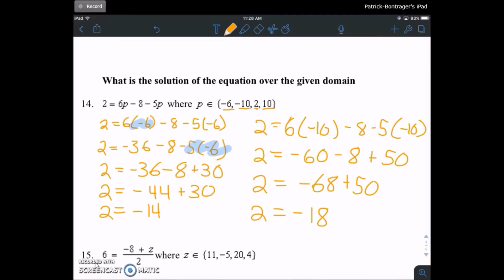You are responsible for trying 2 and 10. So if you'll pause the video right here and practice putting 2 and 10 in and see if those are solutions.